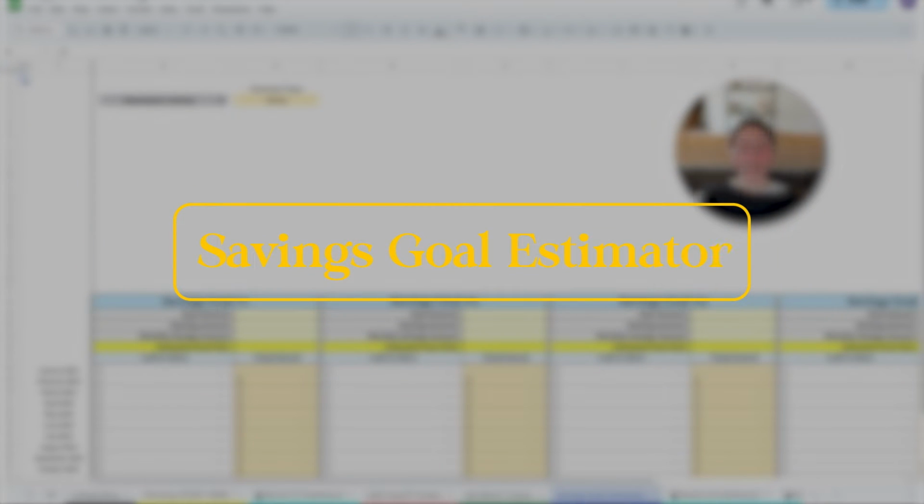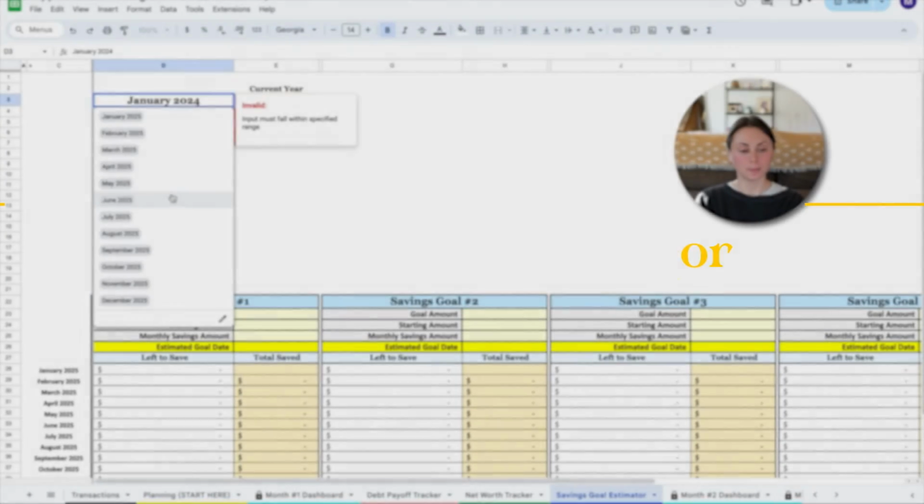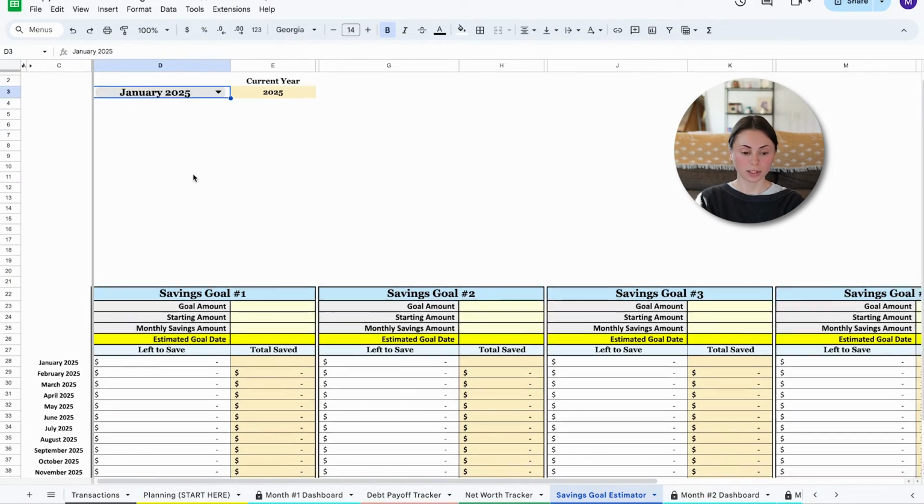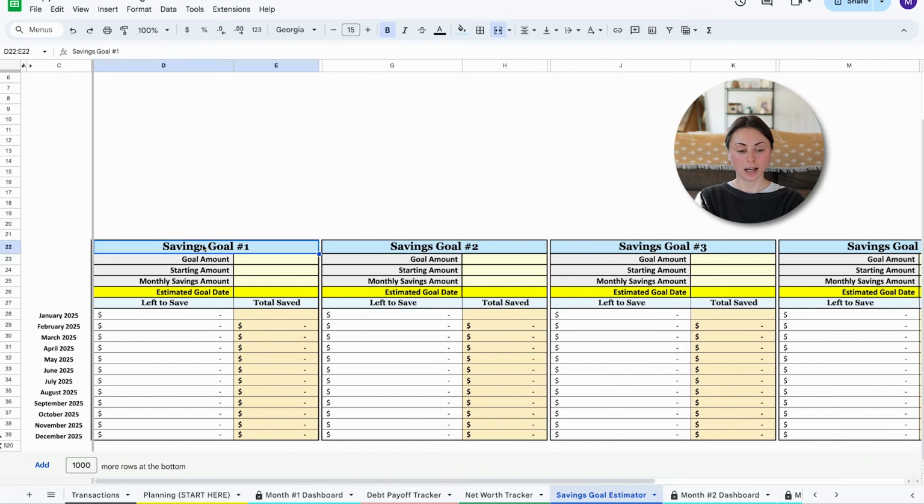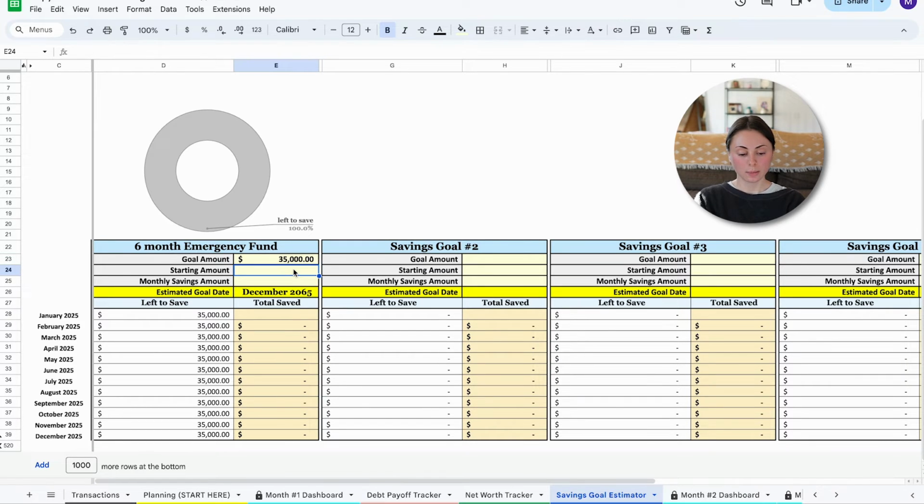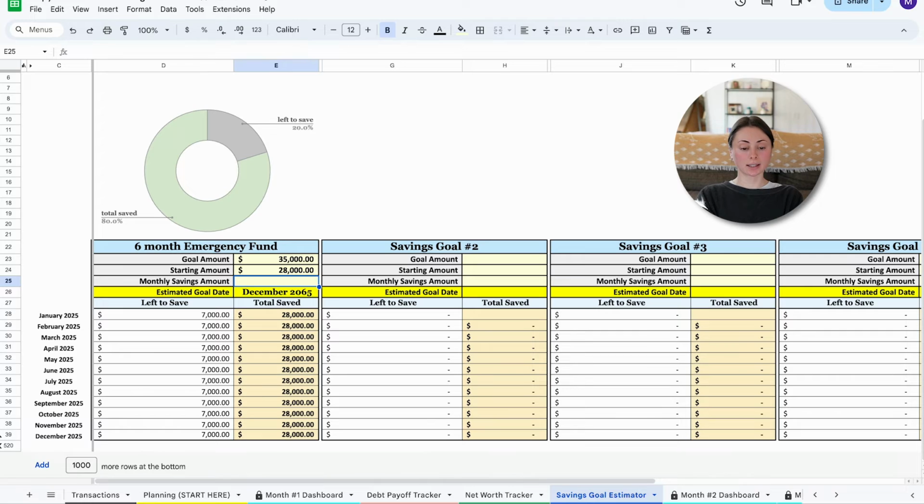Okay, so the next item is savings goal estimator. This one is new to this template. You'll start with entering the current year and then I'll update my month to January 2025. You have 5 different savings goals. I'm gonna do an example one. My goal amount, we're gonna say, is $35,000. Starting amount, $28,000. Monthly savings, let's say I can save $100 every month towards this goal. Then I know the estimated goal date that I will achieve this.